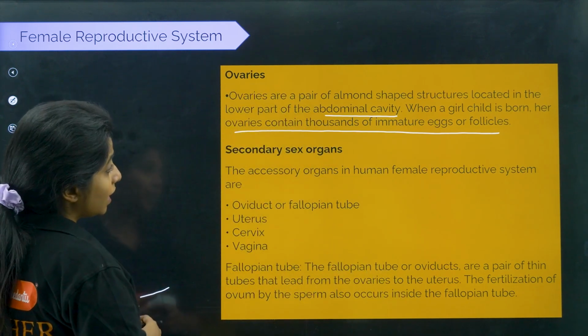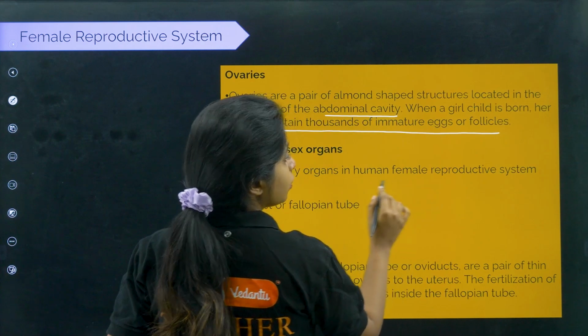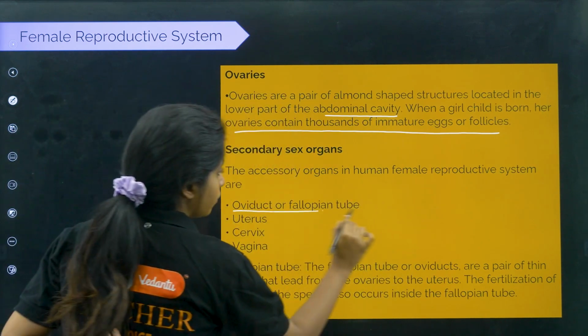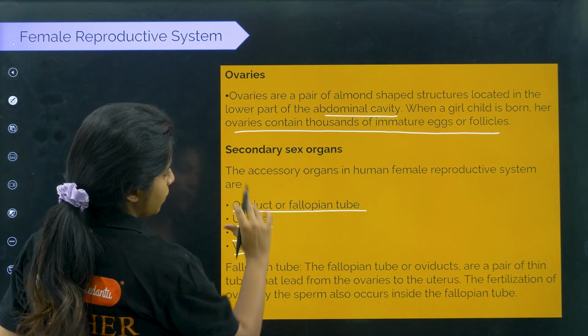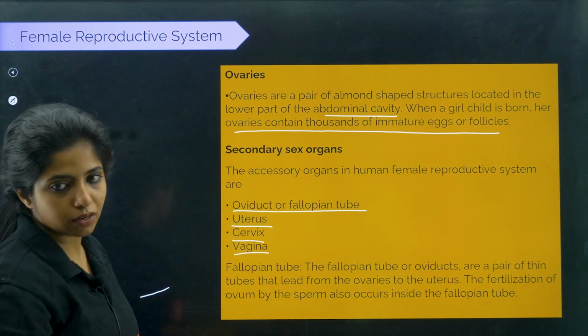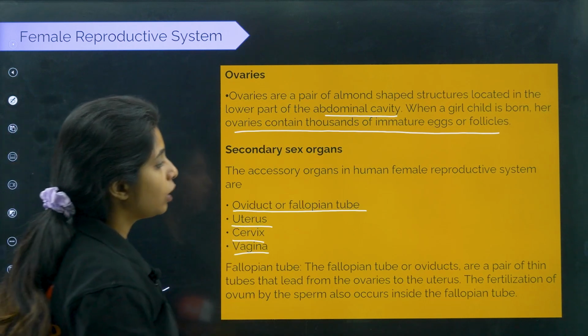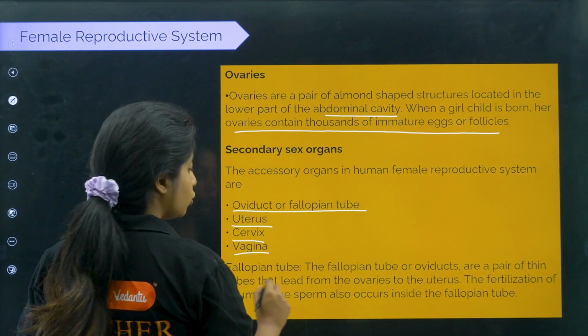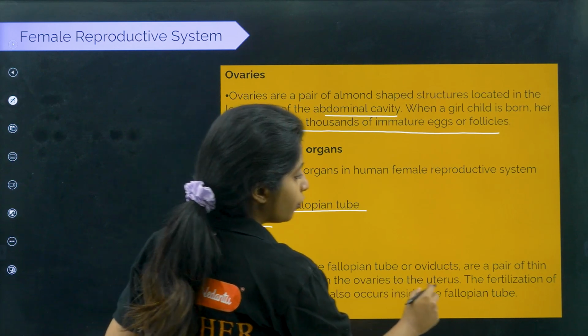Now, the secondary sex organs, accessory organs in the human female reproductive system are oviduct, fallopian tube, uterus, cervix and vagina. So, apart from ovaries, everyone acts as a secondary sex organ. Fallopian tube or oviducts are a pair of tube-like structures that lead from the ovaries to the uterus.